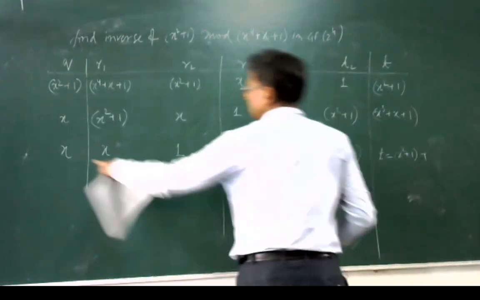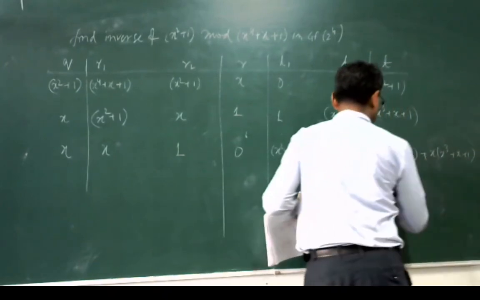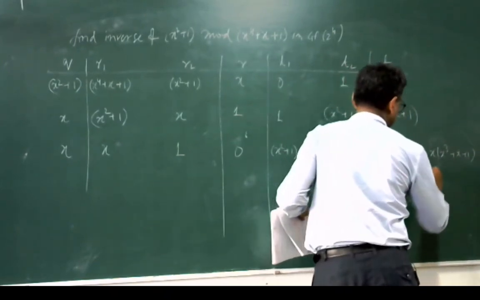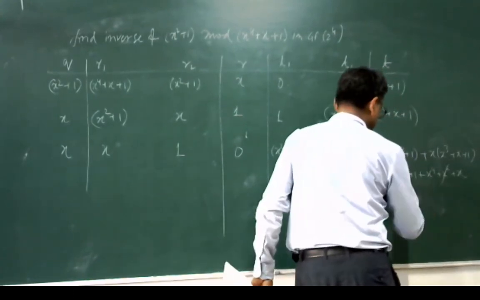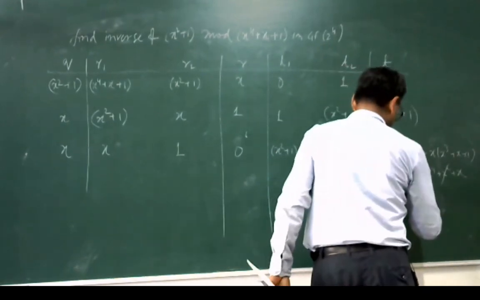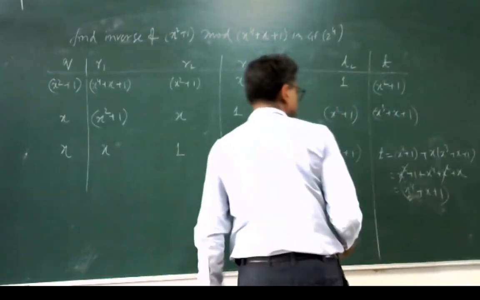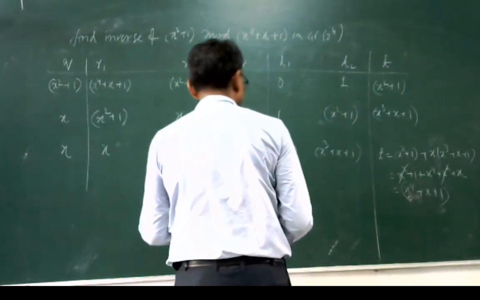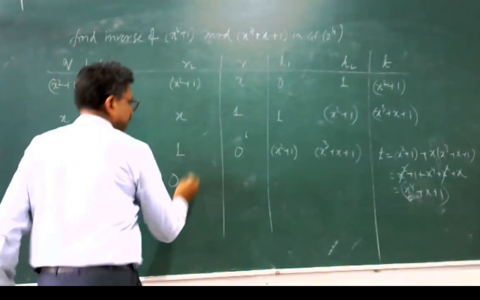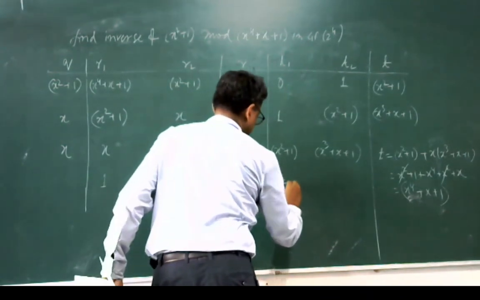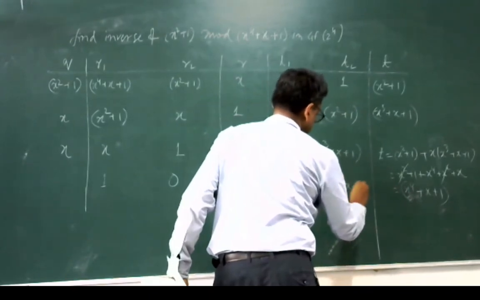plus x into x cube plus x plus 1, and that will be equal to x square plus 1 plus x to the power 4 plus x square plus x. x square is going to cancel out, so we will be left with x to the power 4 plus x plus 1. So T will be equal to x to the power 4 plus x plus 1. So what will happen? Next time it will be 1, it will be 0, it will be x cube plus x plus 1, and T is x to the power 4 plus x plus 1.